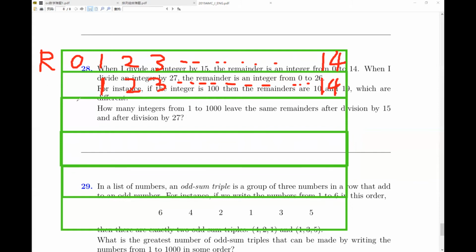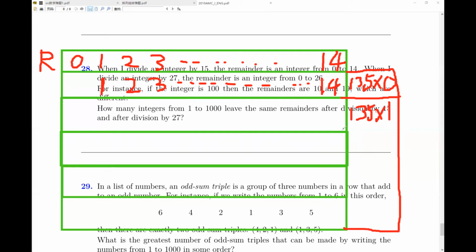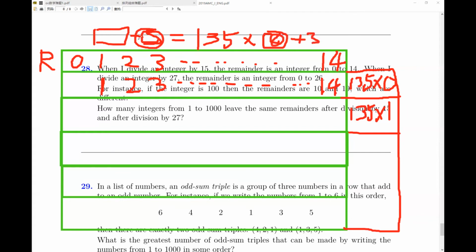14 numbers. Okay, then we keep going. So I put a multiple here, and another, this is a remainder. Just I write down 135 times 0, start from here. So this one, 135 times 1. As I said before, we just need a number which is a common multiple of 15 and 27, then plus the remainder to find the number. Because some number minus the remainder, before it was minus 3, right? Equals the common multiple, 135 times any number. So when we move the minus 3 to the right hand side, that means plus 3, right? Plus 3 to get the original number.